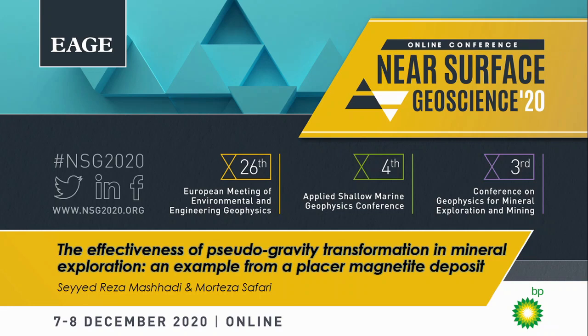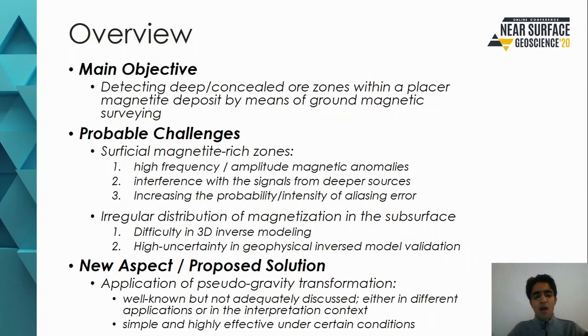You see the title of our paper, which is the effectiveness of pseudo-gravity transformation in mineral exploration, an example from a placer magnetite deposit. I would like to start with an overview of the problem. The main objective of this research was to detect deep or concealed ore zones within a placer magnetite deposit in an active iron ore mine by means of ground magnetic surveying.